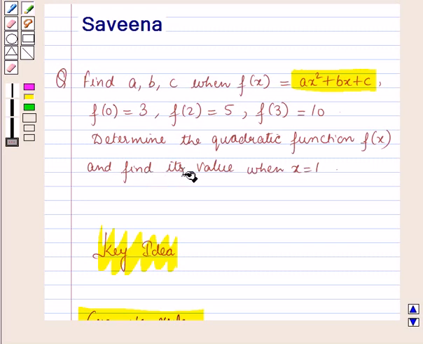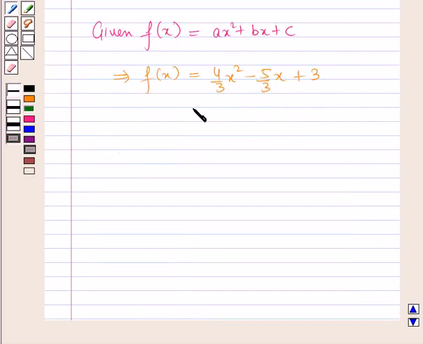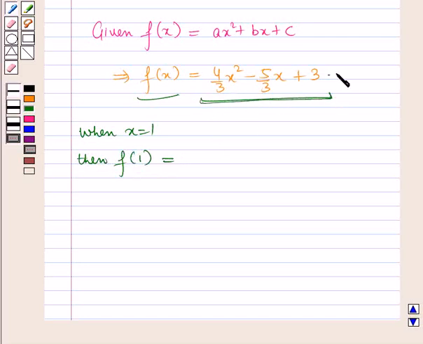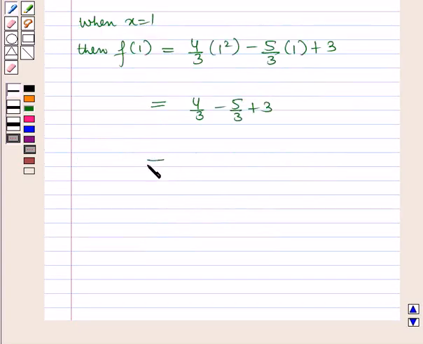Also, we have to determine the value of f of x when x is equal to 1. Now, this is the quadratic function f of x. So, when x is equal to 1, then f of 1 will be equal to, replacing x is equal to 1 in this equation, 4 by 3 into 1 square minus 5 by 3 into 1 plus 3, which is equal to 4 by 3 minus 5 by 3 plus 3, which is equal to (4 minus 5 plus 9) whole upon 3, which is equal to 8 by 3.